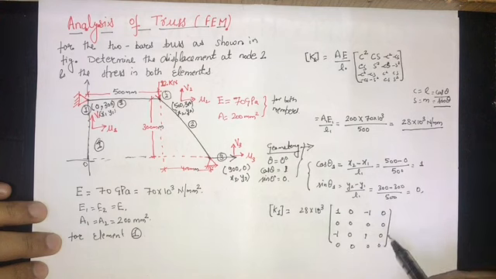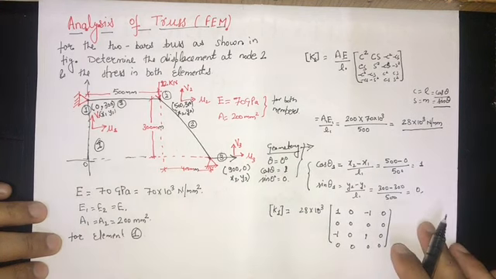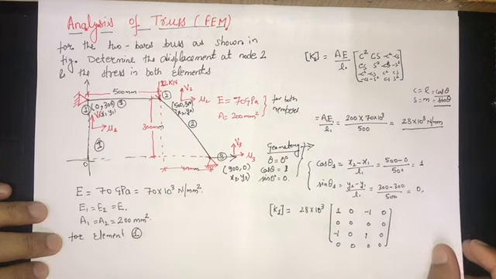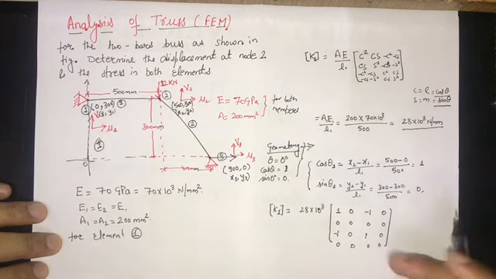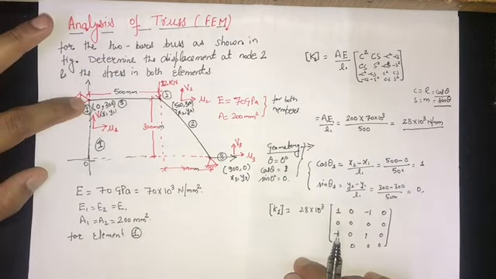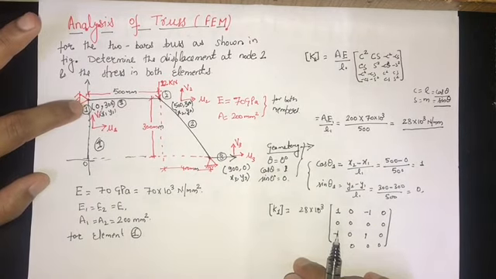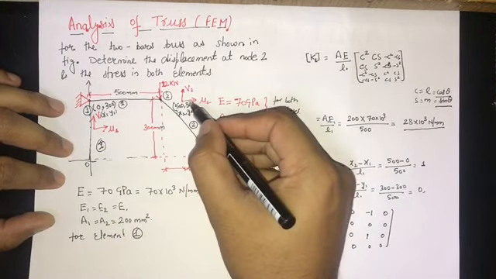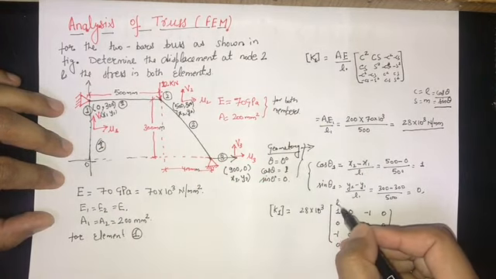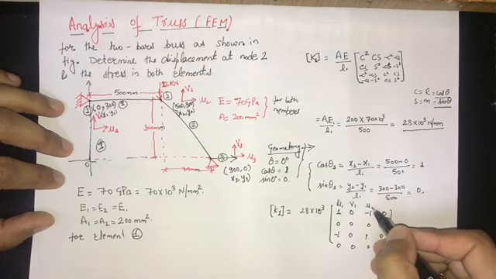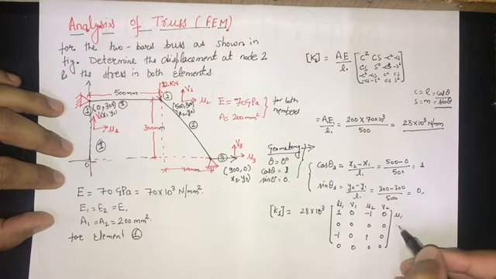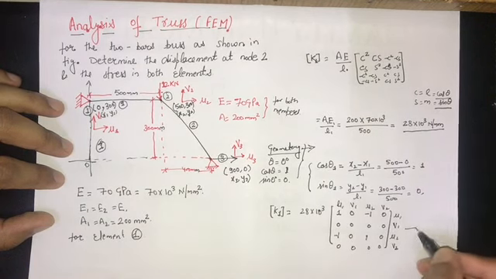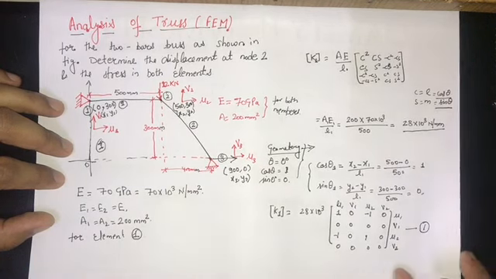For element 1, this is the formation of the stiffness matrix. So we need to substitute the displacement for this matrix. Suppose at element 1, what are the displacements here? It is u1, v1, u2, v2. So let us say this is equation 1.